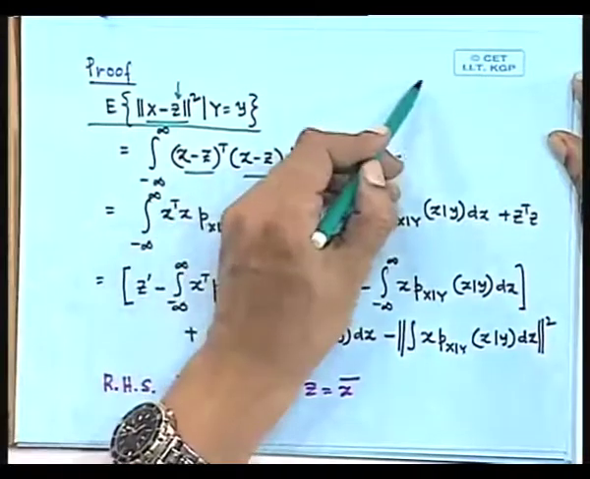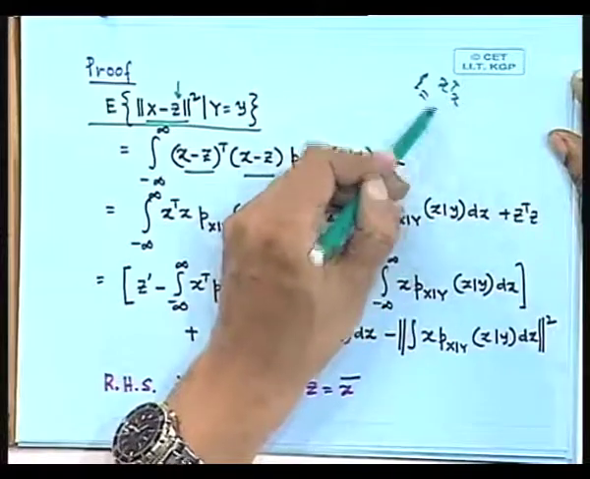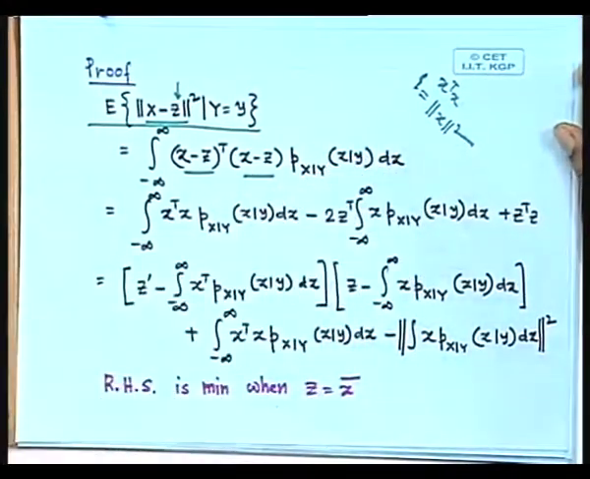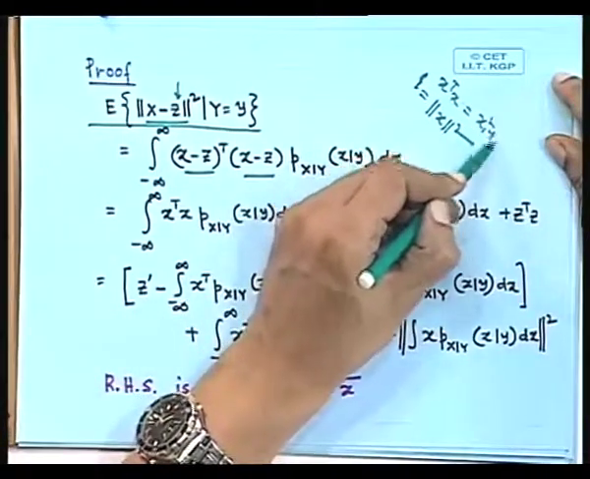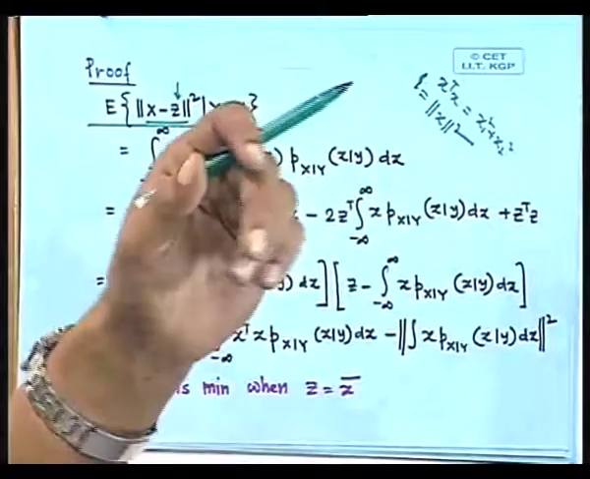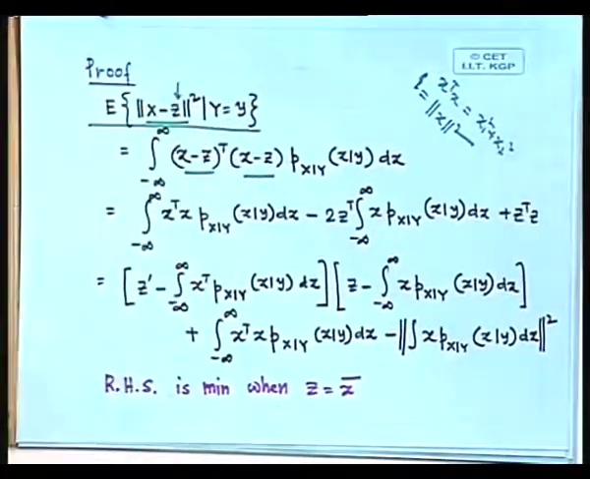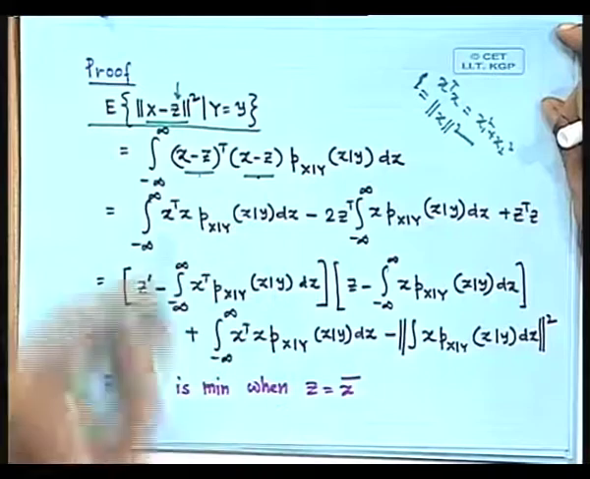What is the norm of a vector? x transpose x is defined as norm of x square. This is equal to x1 square plus x2 square, the normal Euclidean norm, the length of a vector in n dimensional space. So it is (x minus z) transpose (x minus z), the norm of x minus z.